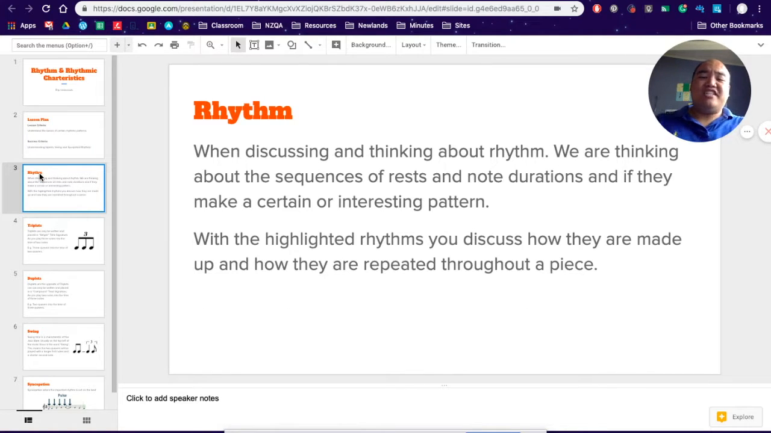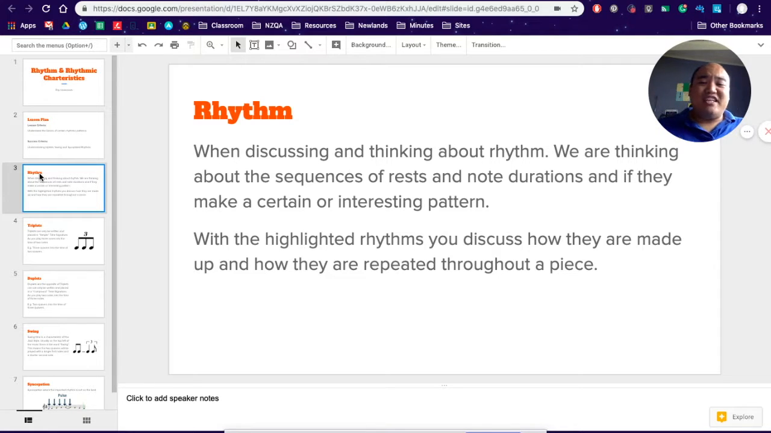Rhythm. When discussing and thinking about rhythm, we're thinking about the sequence of rests and note durations and if they make a certain or interesting pattern. So, for example, a pattern could be 1, 2, 3, 1, 2, 3, or crotchet, crotchet, minim, crotchet, crotchet, minim. And that could last for the whole piece or for a whole section. If it does, then that's a repeated rhythmic pattern of crotchet, crotchet, minim.